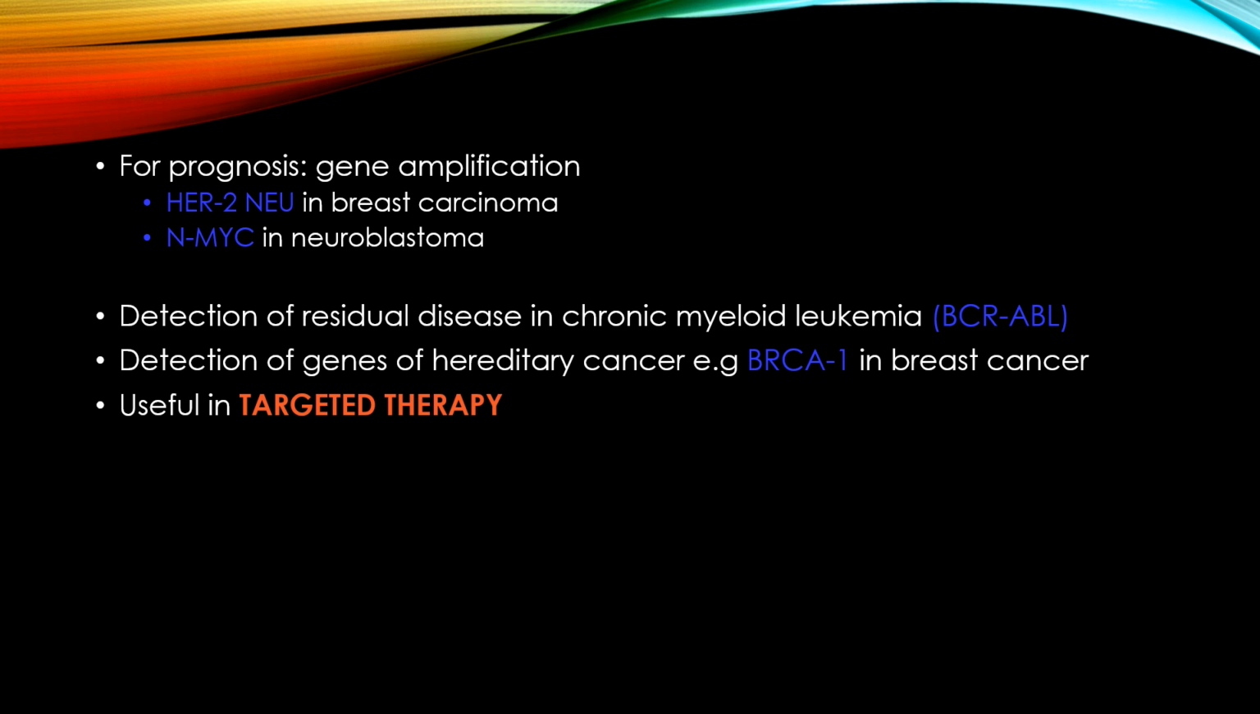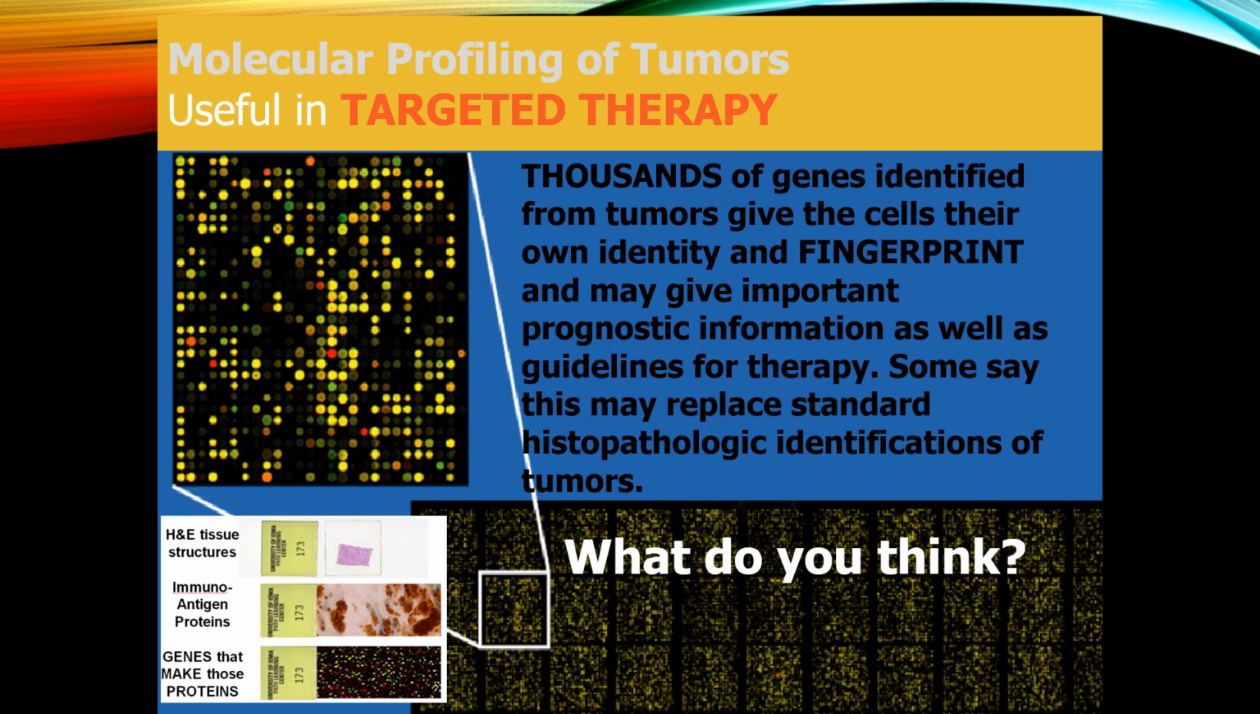So we can design drugs that can attack the cells with certain genetic aberrations or can destroy the protein that results from such mutations, resulting in damage or targeted therapy against the tumor cells. So molecular profiling of tumors is useful, as we said, in targeted therapy. Now, by molecular profiling, we can identify thousands of genes from tumors and give the cells their own identity and fingerprint, and may give important diagnostic information as well as guidelines for therapy. So it's like an identity of the tumor cell.